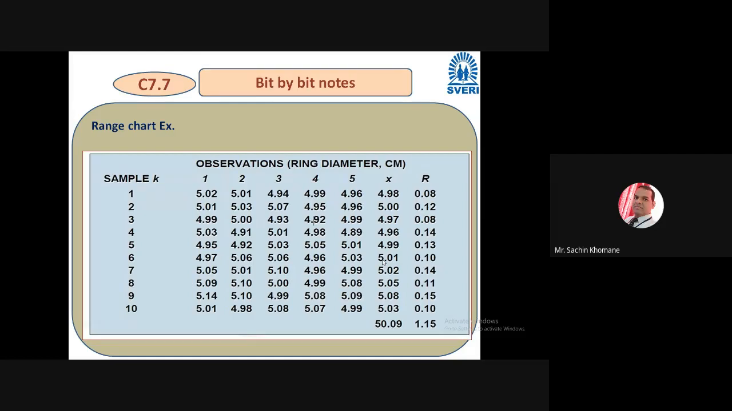I have told one example. One more time I will tell for the fifth number. For the fifth number reading, the range is 0.13 here. What will be the larger reading here? 5.05. And what is the lower reading? 4.9592. The difference between these two is 0.13. That is the range.